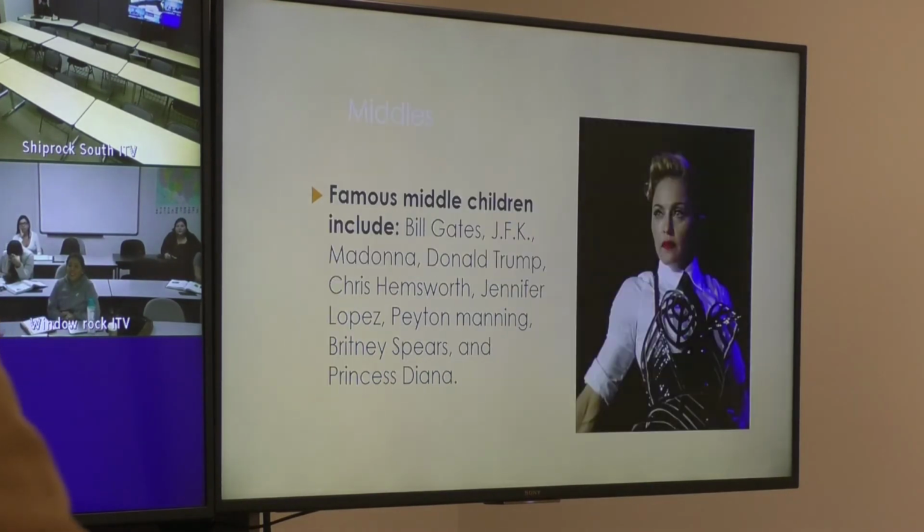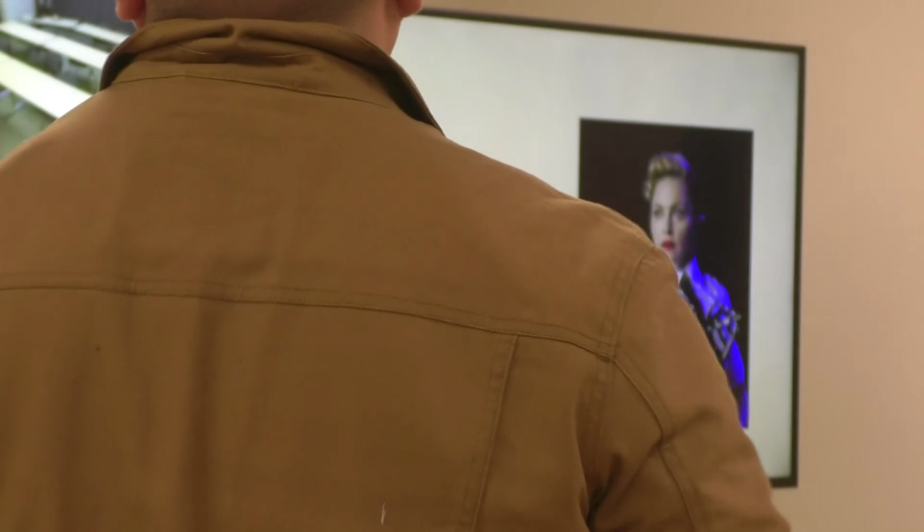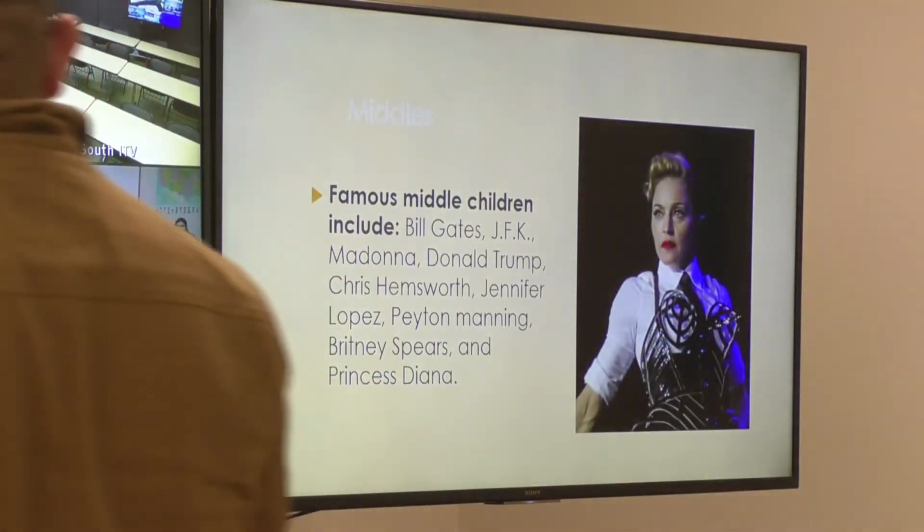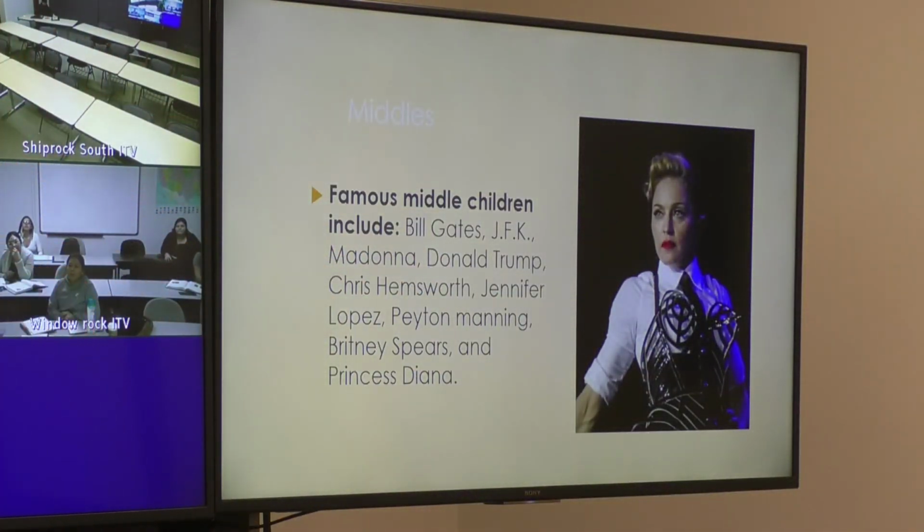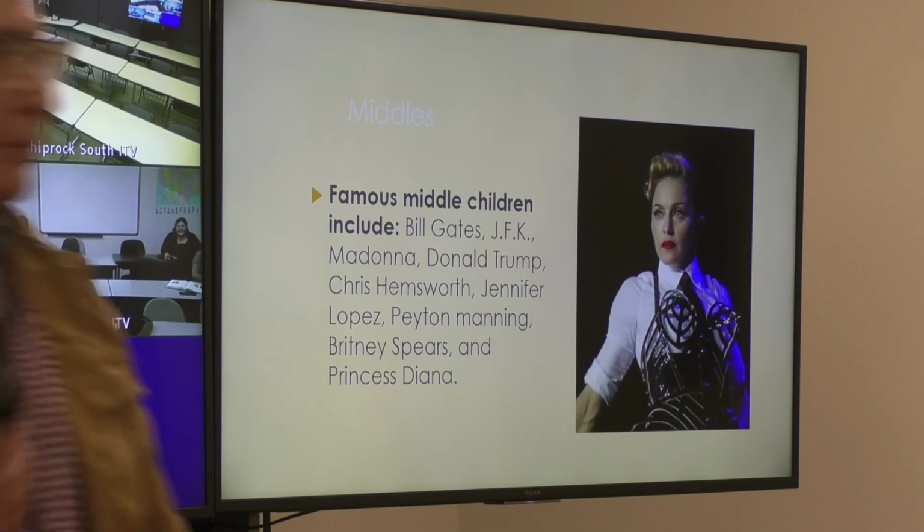Again, these are middle children. Famous middle children: Bill Gates, JFK, Madonna, Donald Trump, Chris Hemsworth, Jennifer Lopez, Peyton Manning, Britney Spears, and Princess Diana. These are all middle children.